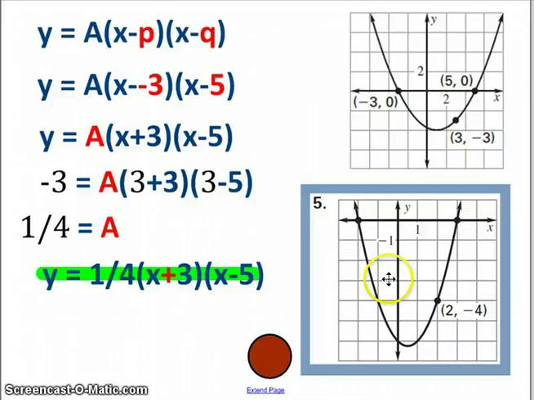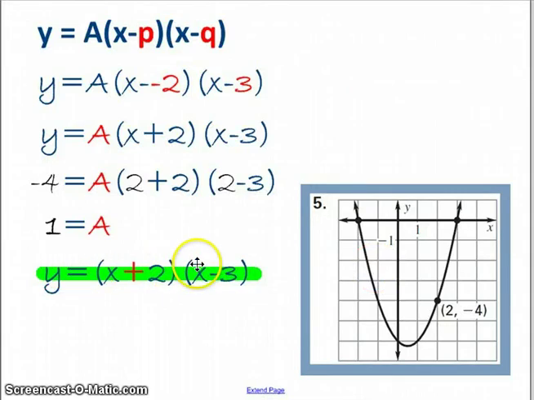Okay, I'm going to assume that you did that. And there's the answer to number 5. It's y equals x plus 2 times x minus 3. Notice there isn't really any a obvious here, but that's because a turns out to be 1. How did a turn out to be 1? Well, I went through the same step. I looked at the generic equation. In place of p, I plugged in -2, because that's the x coordinate there. And I plugged in +3, because that's the x-intercept there.